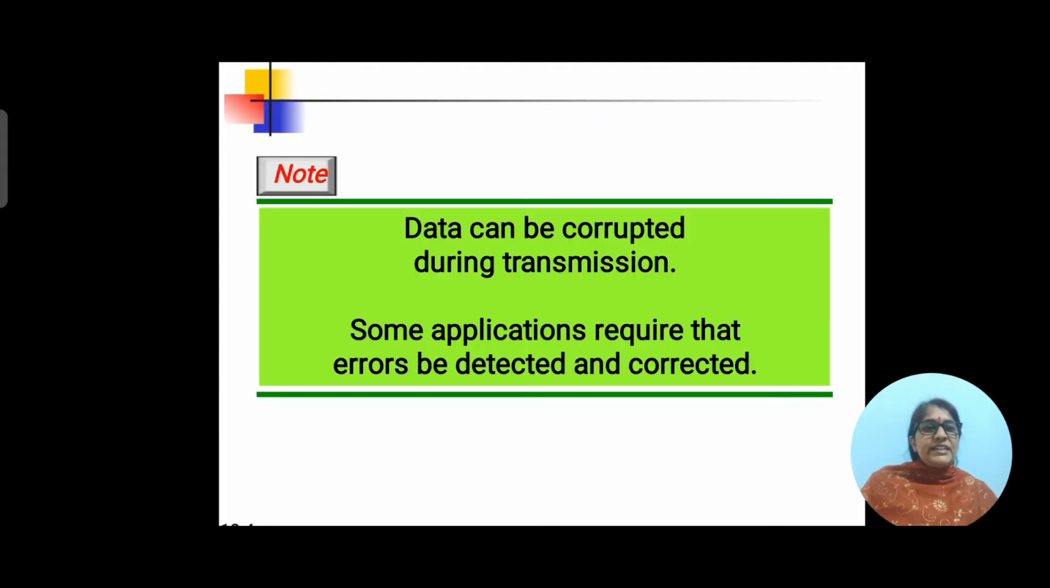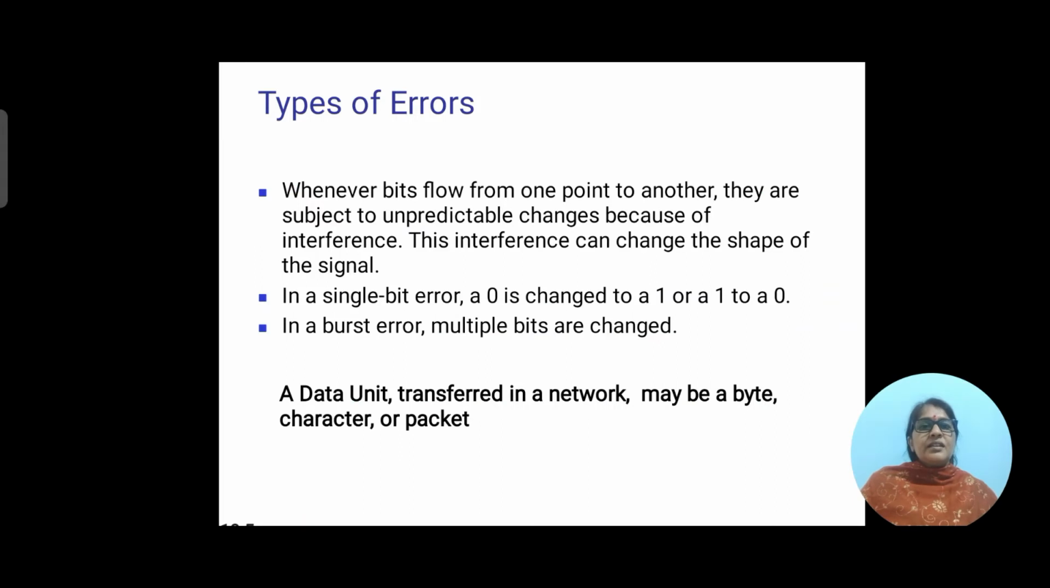As we know, data can be corrupted during transmission. Some applications require that errors be detected and corrected. Types of error. Basically, there are two types of error. One is bit error and the second one is burst error.